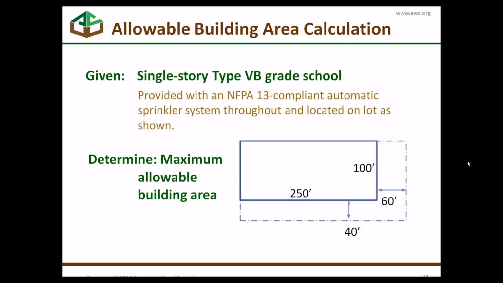First of all, let's do a very simple example together. If we did have a single-story type 5B, wood frame unprotected, grade school, what's the use group? E, thank you, I heard many of you. No, I didn't really, but I know you said it. Let's say this is provided with an NFPA 13 compliant sprinkler system, and it's located on the lot as shown here. So we have 2 sides that are open.